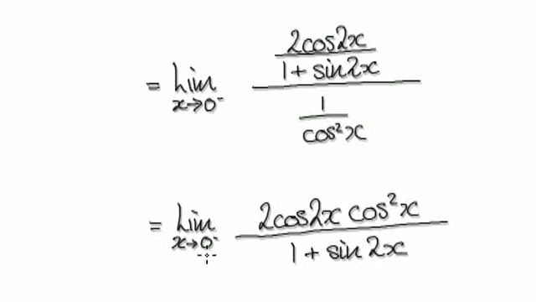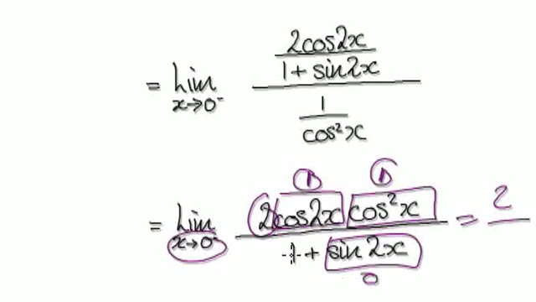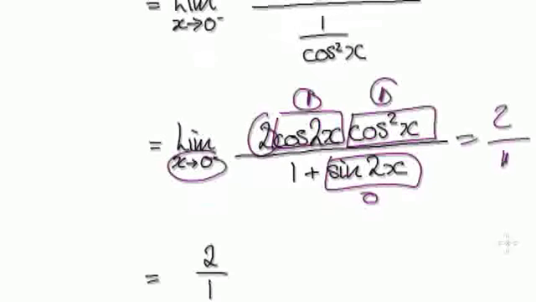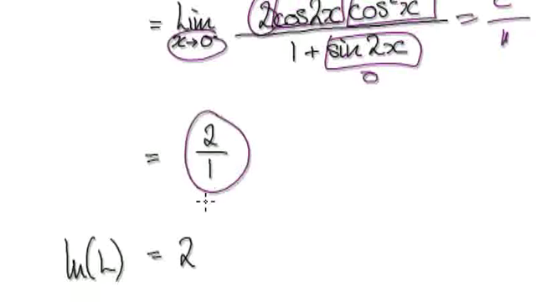So as x tends to 0, this block here will be 1. This block here will be 1. So 2 times 1 times 1, that would be 2. And then as x tends to 0, this block here will be 0. So 1 plus 0 will be 1. So it is heading towards 2.